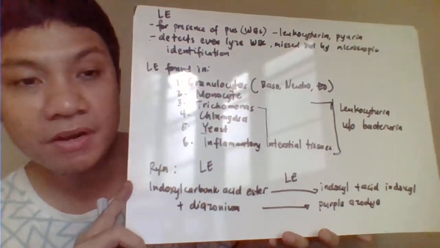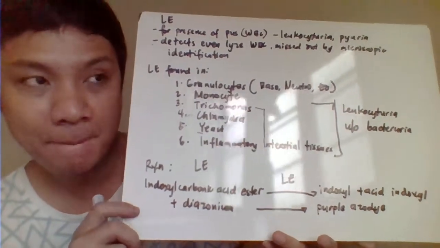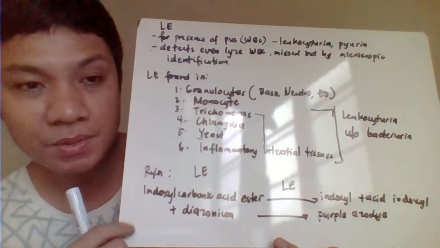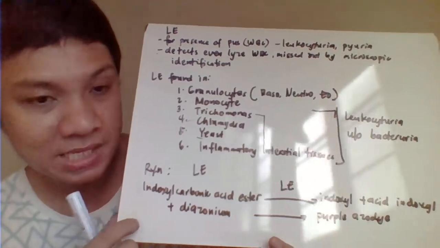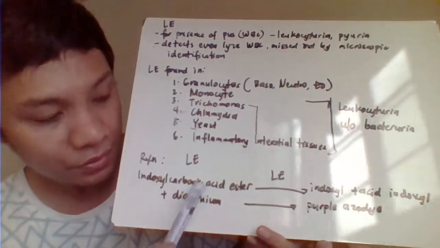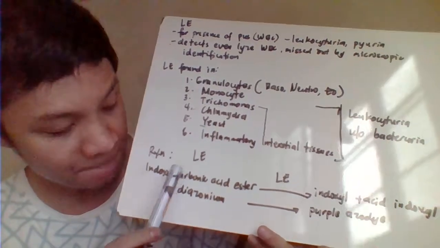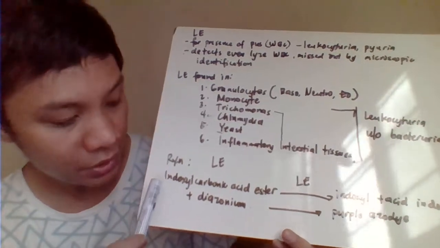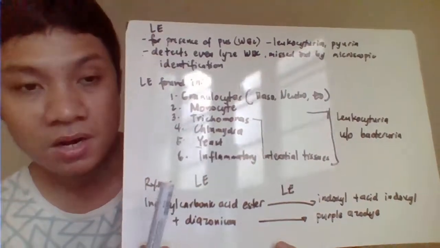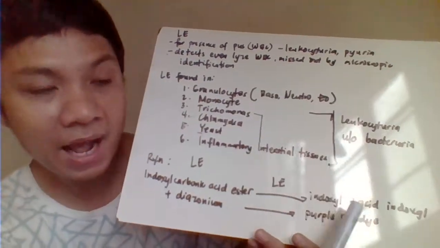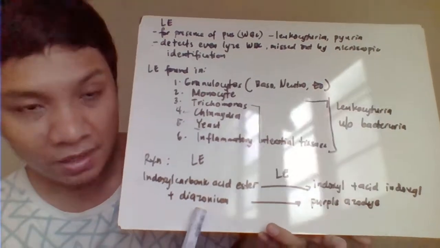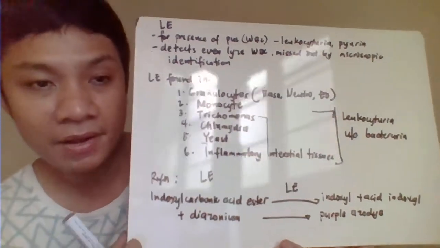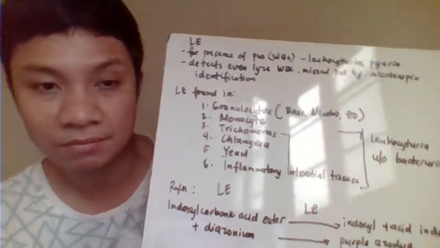Okay, the test principle here for the leukocyte esterase: this is the test pad with the longest reading time, approximately 2 minutes. So ang kanyang test principle is your leukocyte esterase, obvious naman. Leukocyte esterase reacts with indoxyl carbonic acid ester, converting that to indoxyl and acid, and indoxyl reacts with a diazonium salt, producing a purple end product color reaction.